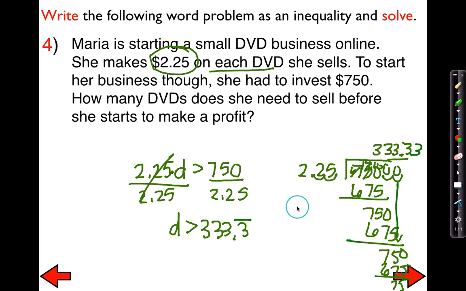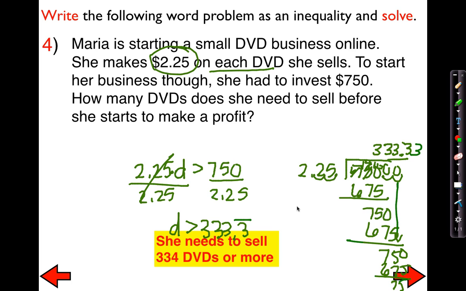So what does that mean? You can't sell 1/3 of a DVD. So should we round this down to 333 or round it up to 334? Basically, you should be rounding up, because if you round down, she's not making enough money to actually get a profit. So to answer the question, I would say that she needs to sell 334 DVDs or more to actually make a profit.